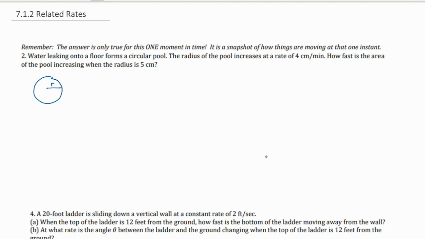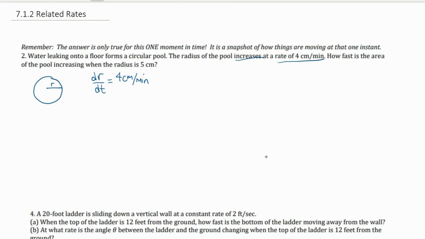It says the radius of the pool increases at a rate of 4 centimeters per minute. So if r is the radius, then that means dr/dt, the rate of change with respect to time, increases, so that means it is a positive 4 centimeters per minute. So remember, step 1, draw a picture, make sure it's labeled with appropriate variables. Step 2, write out what you know. I know that the rate of change of the radius with respect to time is a positive, pay attention to your positives and negatives, 4 centimeters per minute.